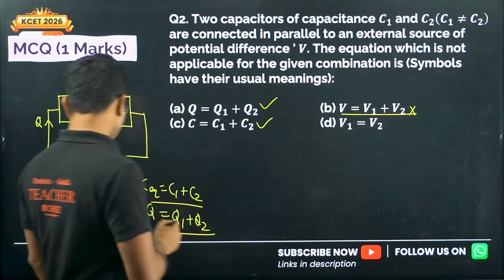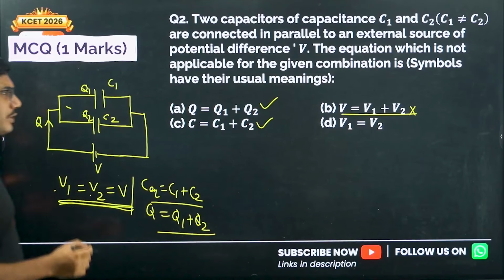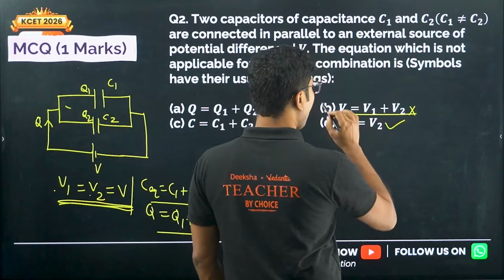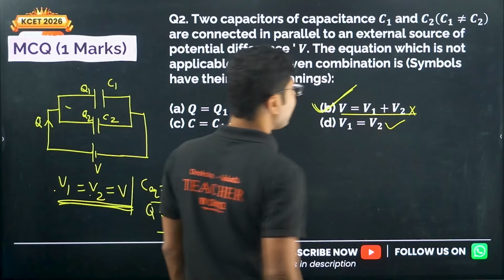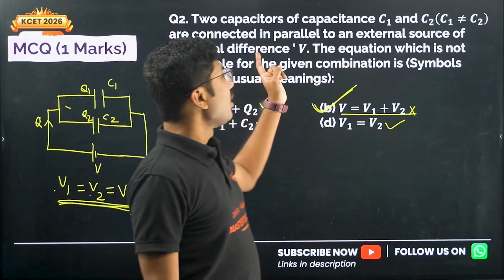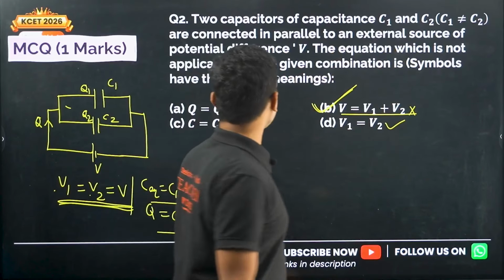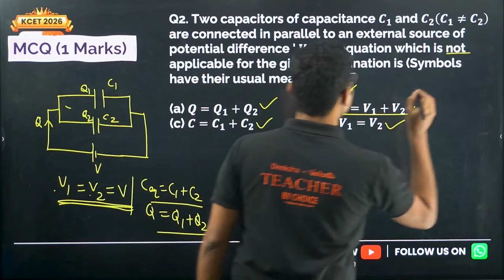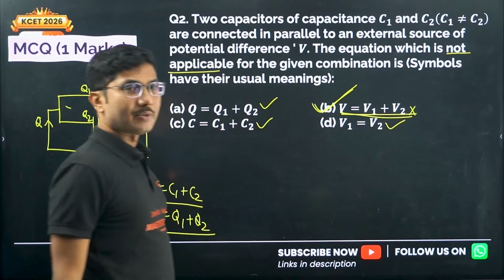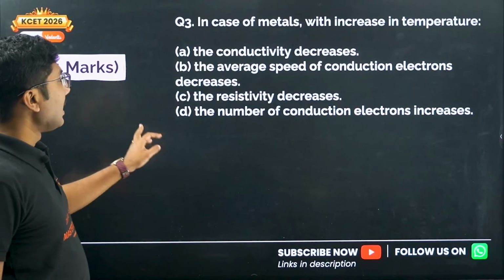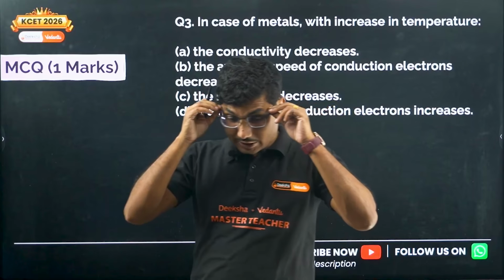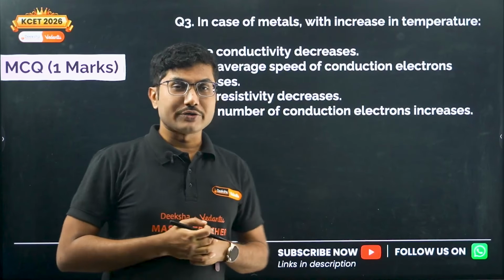V1 equals V2, so definitely this is the correct statement. So this is the only wrong statement, which means this will be our correct answer. The question asked for the equation which is not applicable, and only this one is not applicable for this case. So the question was a slightly higher order thinking skill based question. It is not a straightforward question, as you can understand.